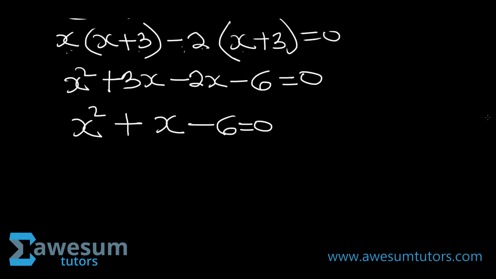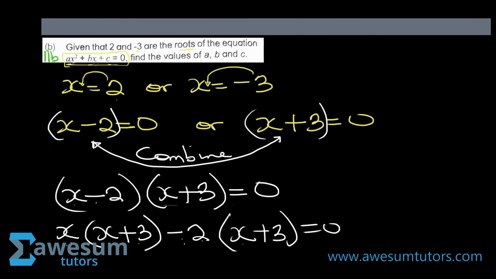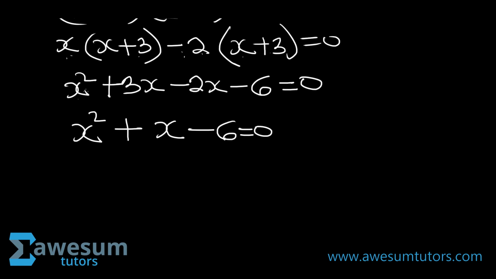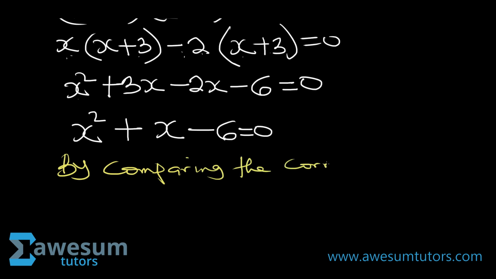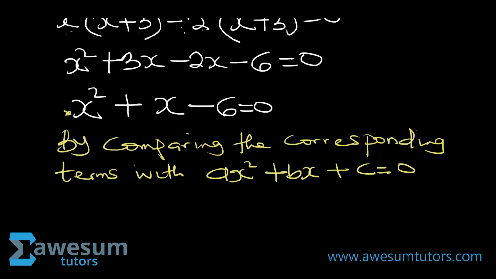Very good, guys. Now, if you take a look at this, whatever we have now, and what the equation asks us to find, it says ax squared plus bx plus c equals 0. So for us to find a, b, and c, we can say, by comparing the corresponding terms of this equation with ax squared plus bx plus c equals 0 that we were given in the question, we want to be able to compare.